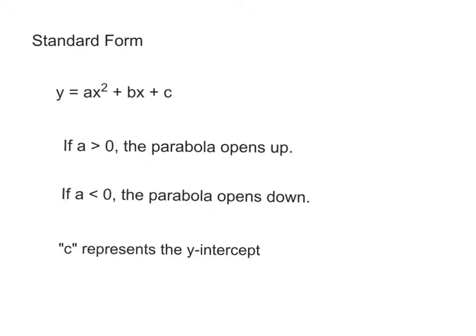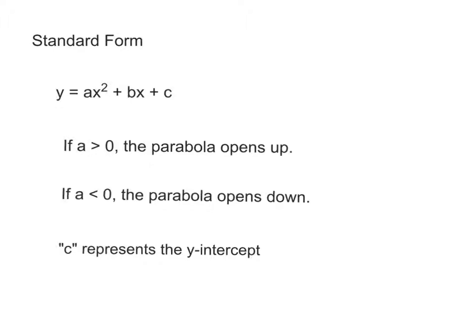And what you should have noticed when you were looking at them is just like when it's in vertex form, the a value, which is the first number there, if it's greater than 0, the parabola opens up. If it's less than 0, it opens down. So whether you're given a function in vertex form or in standard form, you should be able to tell by looking at the function if the graph's going to open up or down. The other thing that you may have noticed is that whatever that c value is, that's equal to the y-intercept.